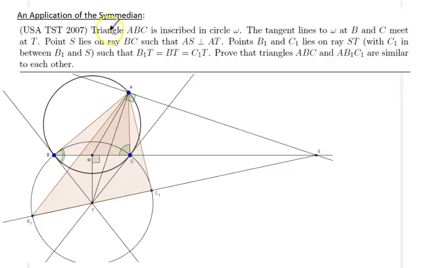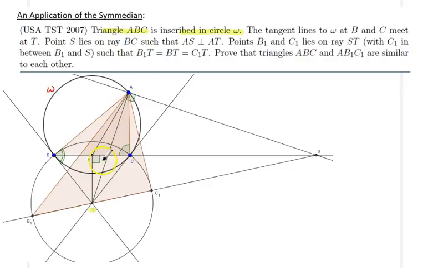So we are given triangle ABC, and it is known that it is inscribed in circle omega. So therefore this circle right here is circle omega. The tangent lines to omega at B and C, and you can clearly see those two tangent lines, meet at point T, right here. Point S lies on ray BC, so we have the ray BC, and point S, we know it lies somewhere on that, such that AS is perpendicular to AT.